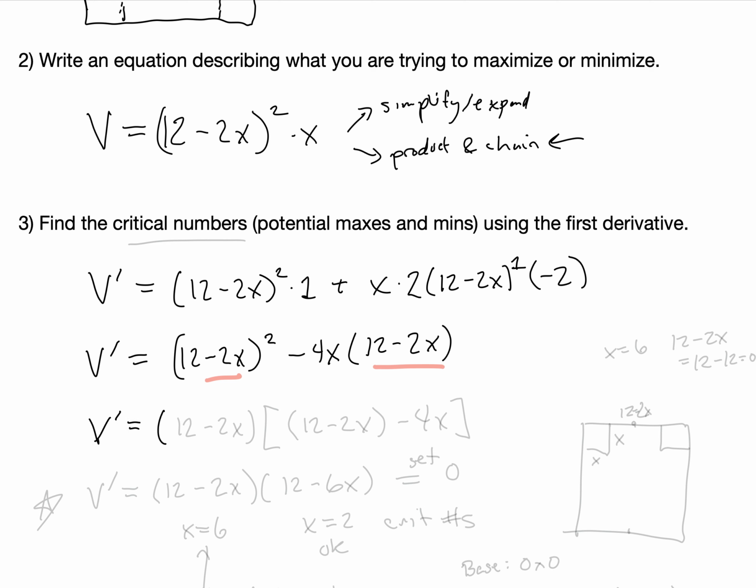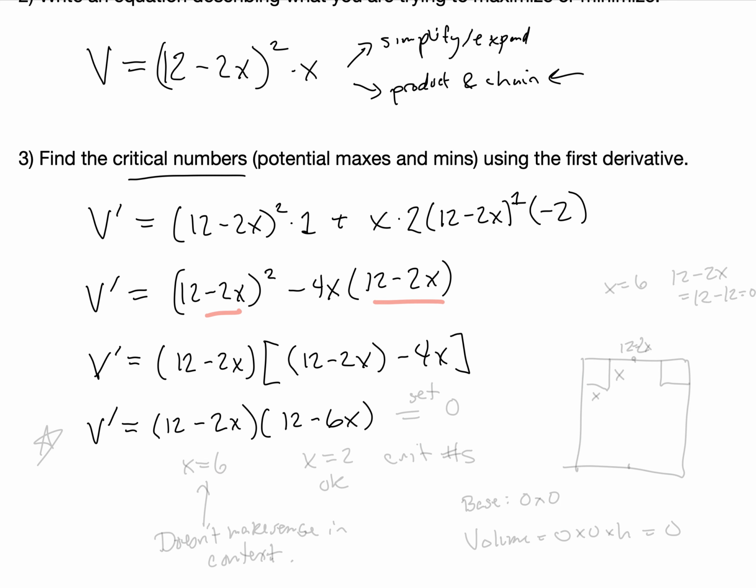V prime is 12 minus 2x times, it's multiplied by itself, 12 minus 2x, and then in the second term it's multiplied by a negative 4x. So that's how that factors. And I can continue factoring, or continue simplifying that. V prime is 12 minus 2x times 12 minus 2x minus 4x, that's 12 minus 6x. And so that's a nice factored form of my derivative.